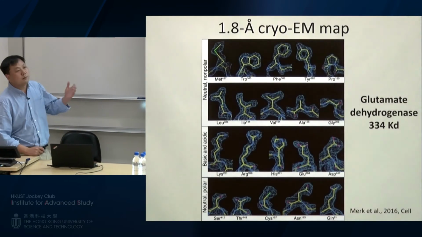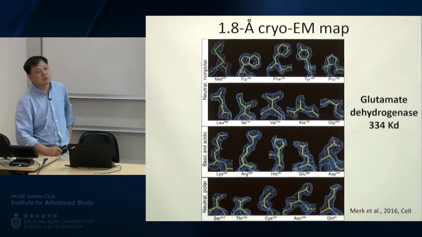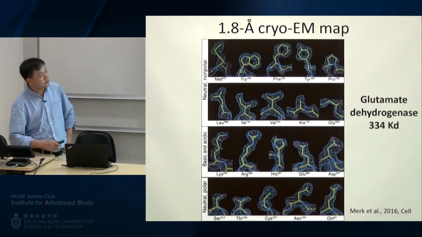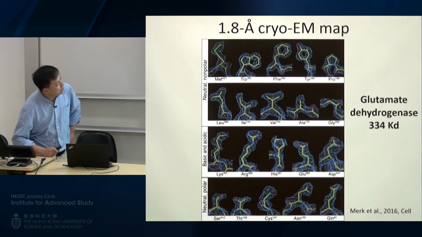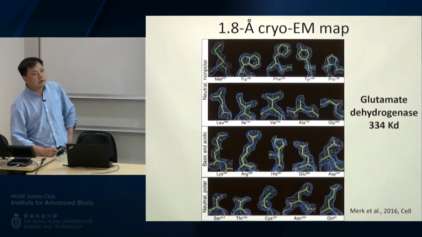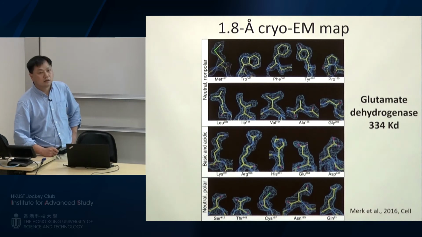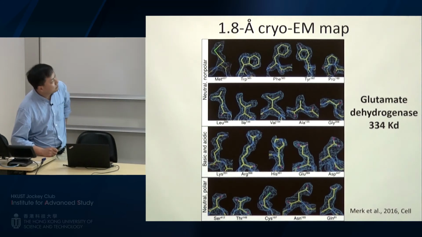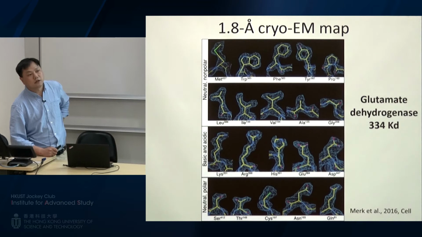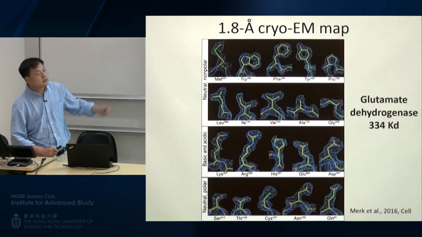So in the published work, the best resolution one can get from Cryo-EM images is a 1.8 angstrom map. Now you can see that at 1.8 angstrom resolution, we can easily tell the difference between different amino acids. For example, what you are looking at are the 20 different amino acids and the model agreement, the agreement between the model and the actual density map.